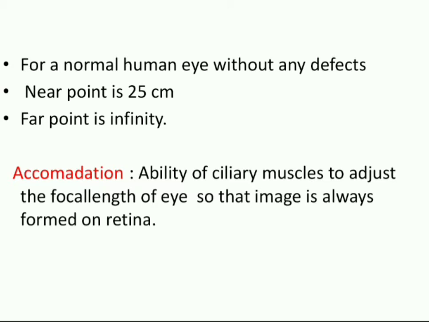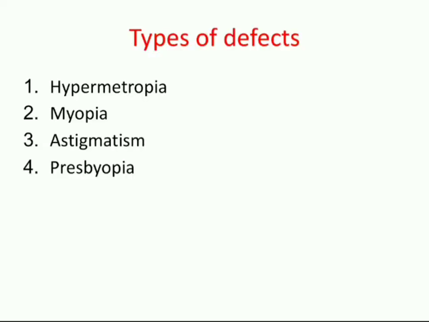So when object is at far point, image is formed on the retina. The ability of ciliary muscles to adjust the focal length of eye so that image is always formed on retina anywhere you place between near and far point is nothing but called as accommodation. Now let us look into the basic defects of human eye which can be corrected by using different lenses. So here we are studying about 4 different types of defects: hypermetropia, myopia, astigmatism and presbyopia.